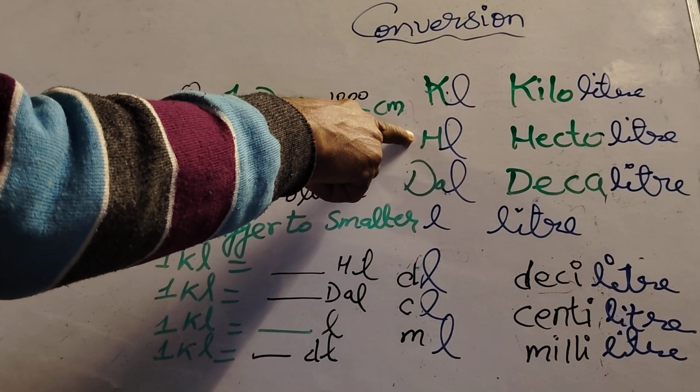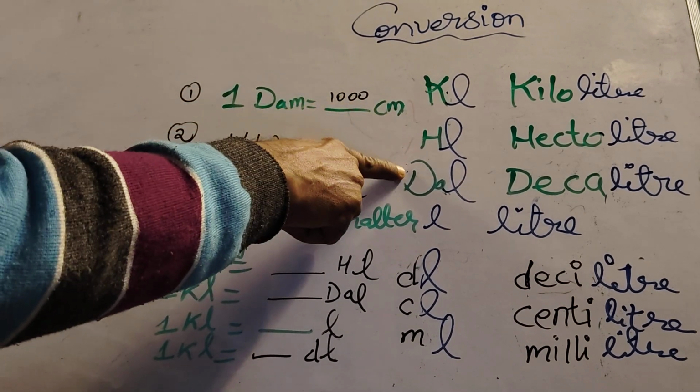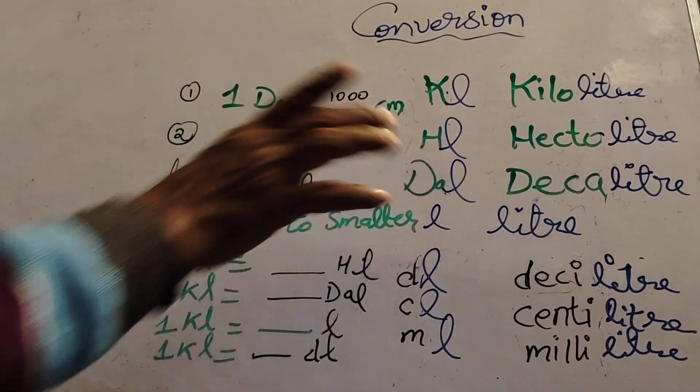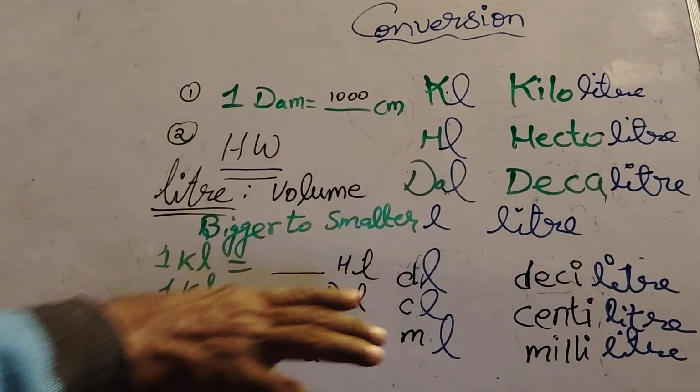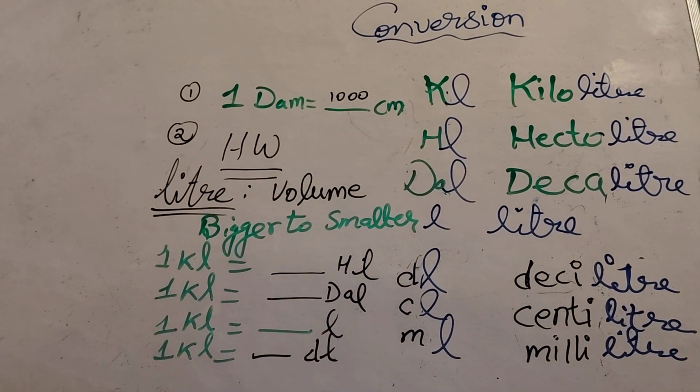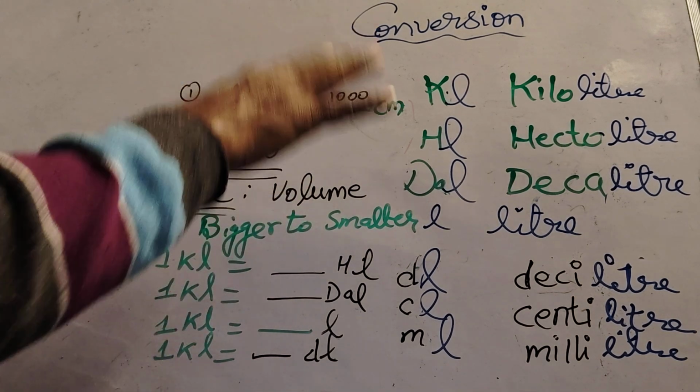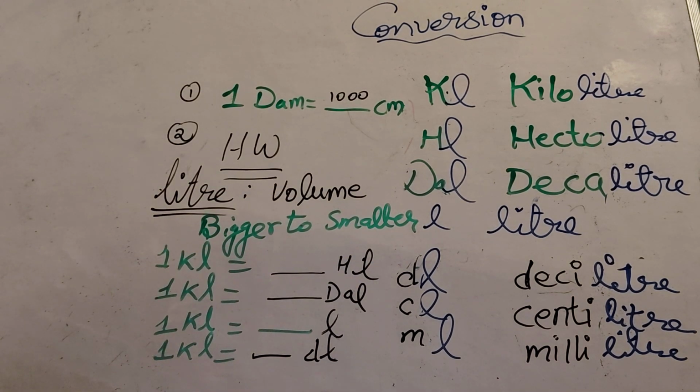Then come to hectoliter. 1 hectoliter equal to dash decaliter. 1 hectoliter equal to dash deciliter. Then come up to centiliter, milliliter, that's it. Up to this, you will make your volume chart.